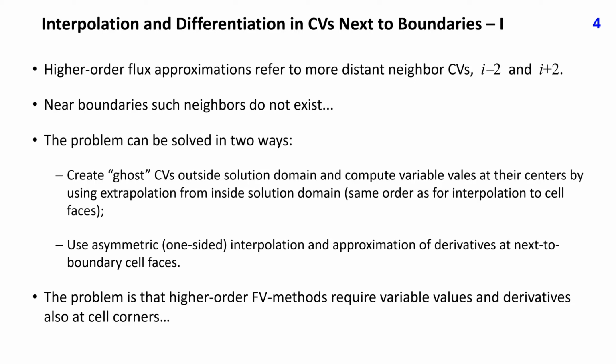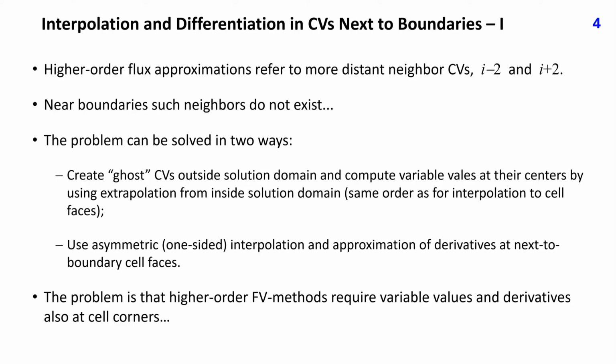One is to create ghost control volumes outside the solution domain. One can then use the standard approximations for variable values and derivatives at cell faces next to a boundary, but variable values at the ghost nodes must be obtained by extrapolation using, for example, polynomial fitting through the boundary node and a certain number of internal cell centers.